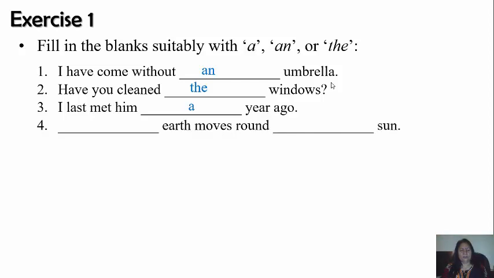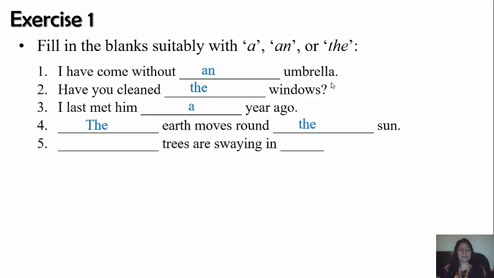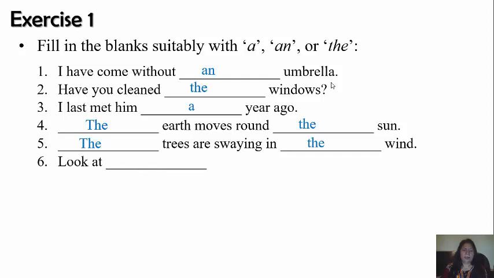Now, I think the answer is obvious. All of you know it. The earth moves round the sun. Next. Trees are swaying in the wind. The trees, a plural noun, and that too a common noun. The trees are swaying in the wind. Look at the hill, how high it is. Look at the hill. This is some particular hill.